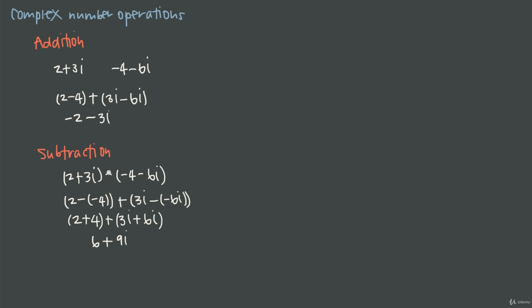Keep in mind also that we could have just distributed this negative sign. So we could have taken everything out of the parentheses and just said 2 plus 3i, and then minus a negative 4 is plus 4, minus a negative 6i is plus 6i, and then just grouped together like terms. So group together the real terms, 2 plus 4 is 6. Group together the imaginary terms, 3i plus 6i is 9i, and we find the difference that way as well.